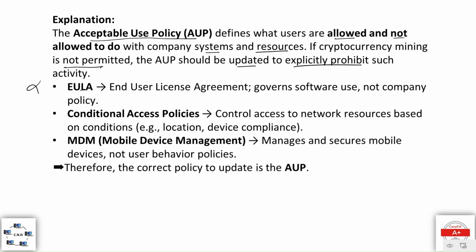Other options such as EULA, End User License Agreement, governs software use, not company policy. Conditional access policies control access to network resources based on conditions such as location, device compliance, etc. And MDM, that is Mobile Device Management, manages and secures mobile devices, not user behavior policies. So therefore, the correct policy to update is the AUP, that is Acceptable Use Policy.